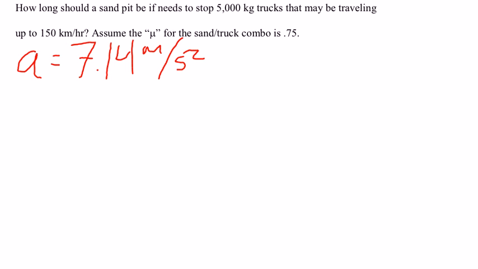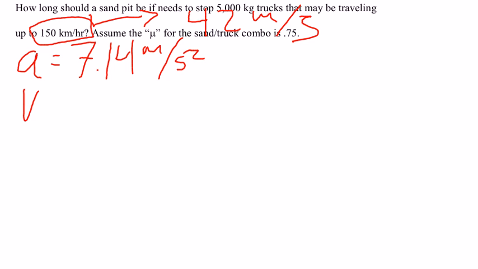Well, now we have to figure out what's going on. So 150 kilometers per hour. I'm a stinker. You got to convert that, and that's going to turn into 42 meters per second. So we have a velocity of 42 meters per second.